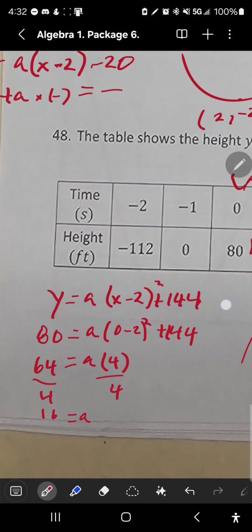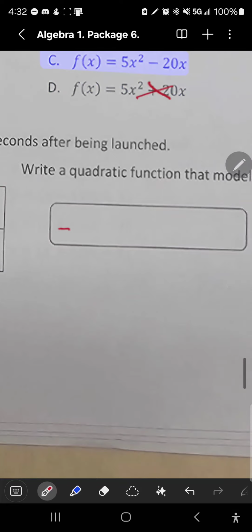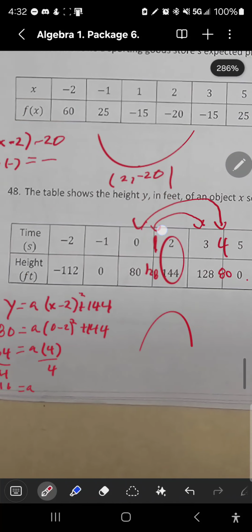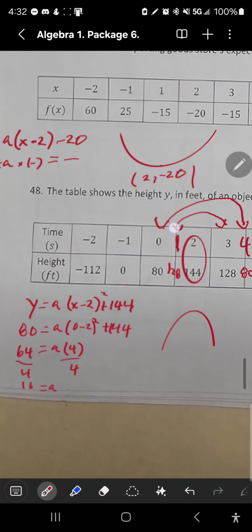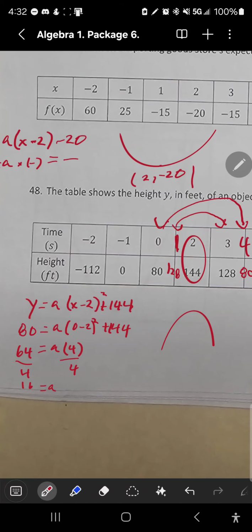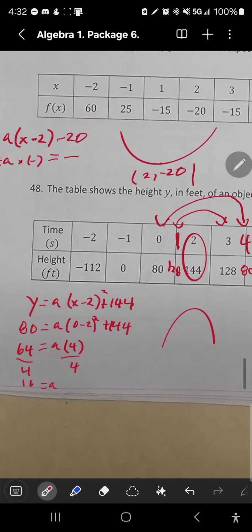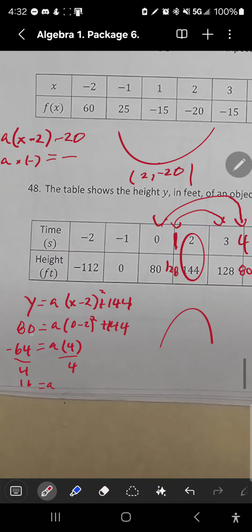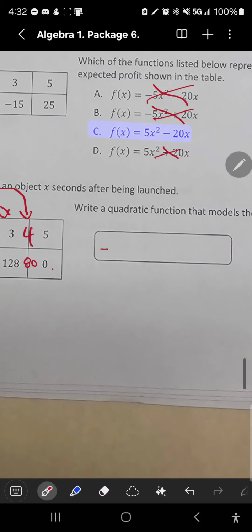Yeah, 16. So I can try my equation. It will be... this is negative 64. I'm sorry. 80 minus 144 is negative 64. So this is negative 16.